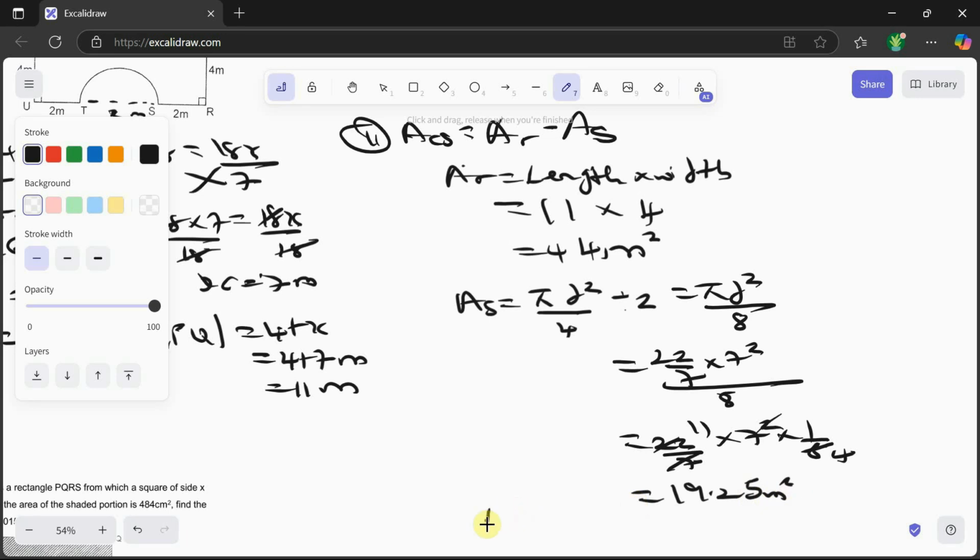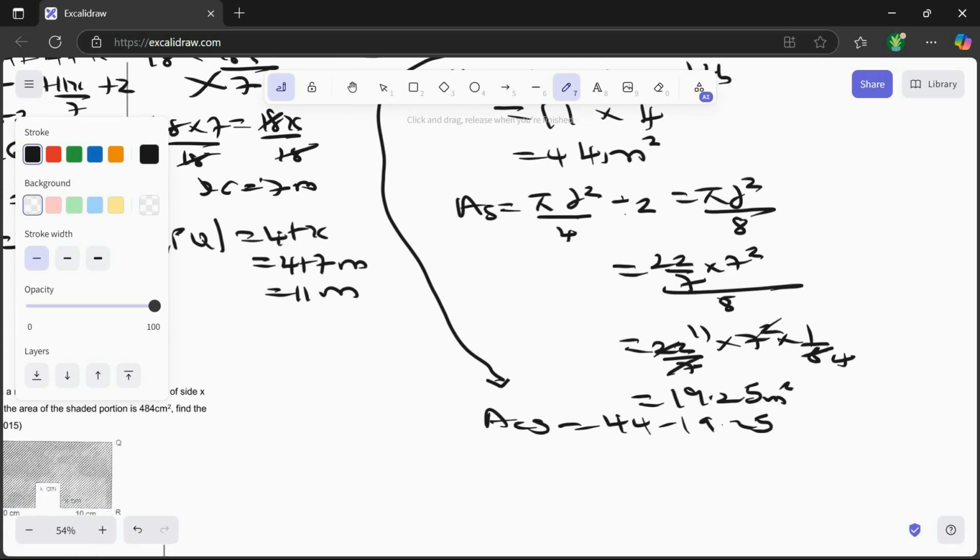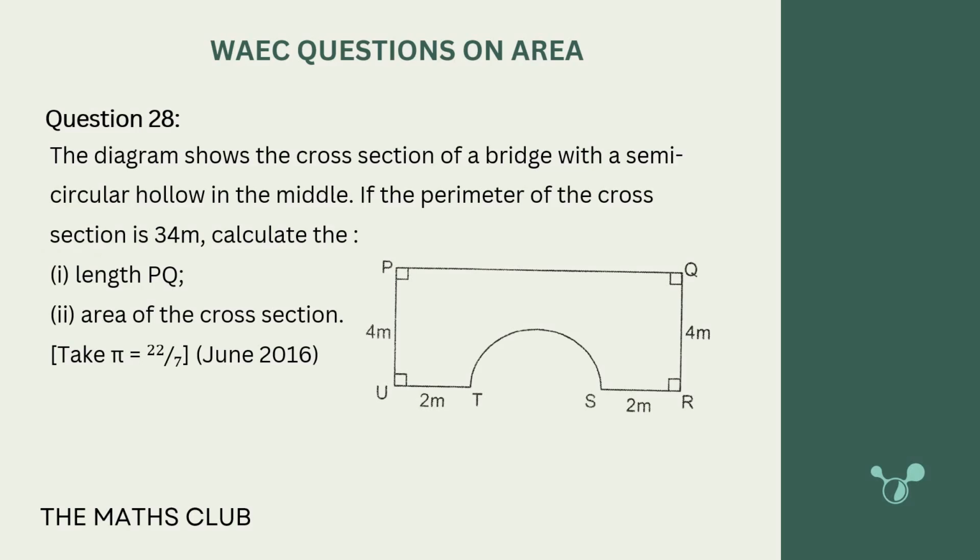So our area of cross section, right, this guy here, if I bring it down here, will just be 44 minus 19.25. So 44 minus 19.25 gives me 24.75 meter square. So that's our answer for this question. Let's see if we're correct. Great. So 11 meters and 24.75 meters square.